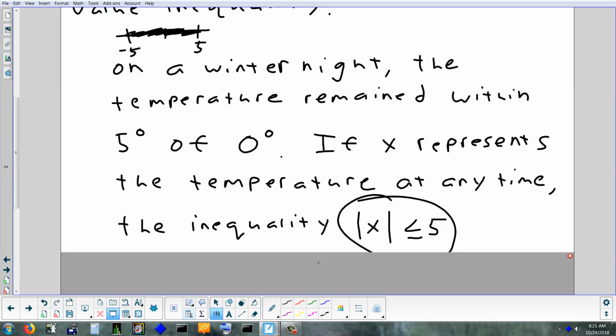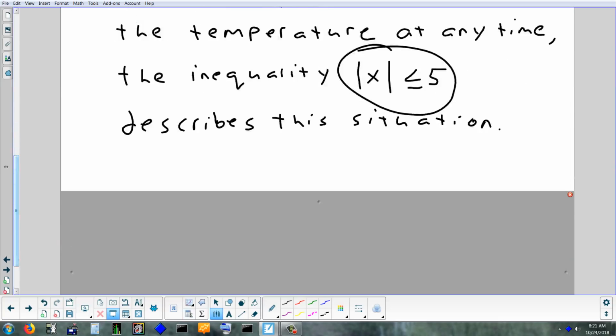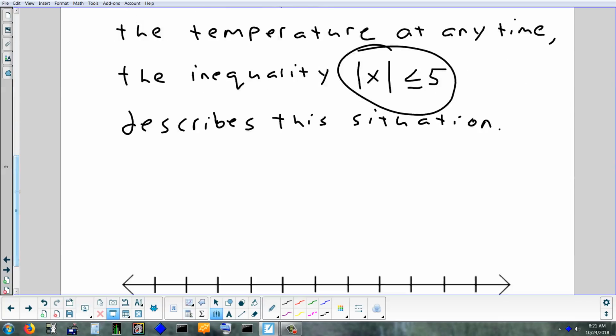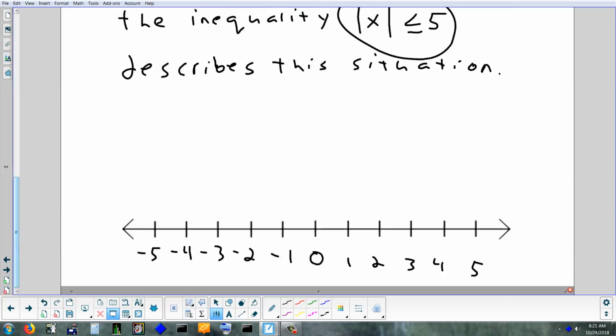Okay. Some of our inequalities might be a little more complicated than that. Might have like a number inside with the x. But this time we don't need the number. Okay. So that inequality describes what was going on perfect. So now just to think of it on a number line, I kind of already showed you. But we were always within 5 degrees of 0. So what's the warmest that it got? 5 degrees. Could have hit 5. And the coldest? -5. And then we would shade everything in between.